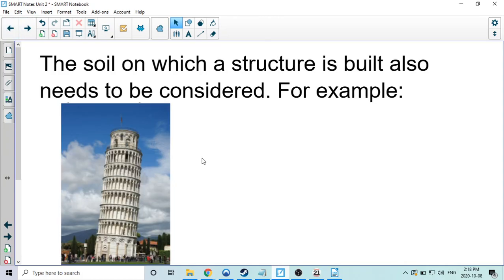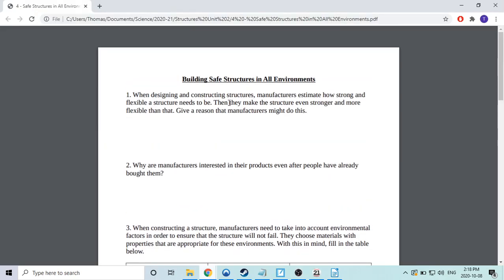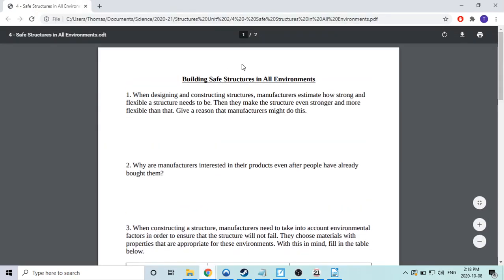Okay, that's next time's. All right. So your task for today is to do this sheet called Building Safe Structures in All Environments.